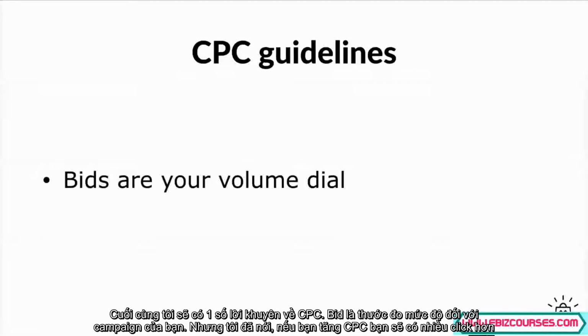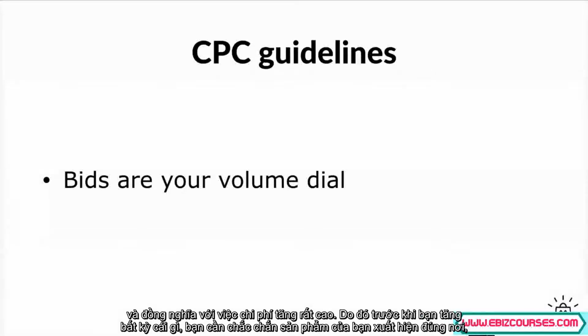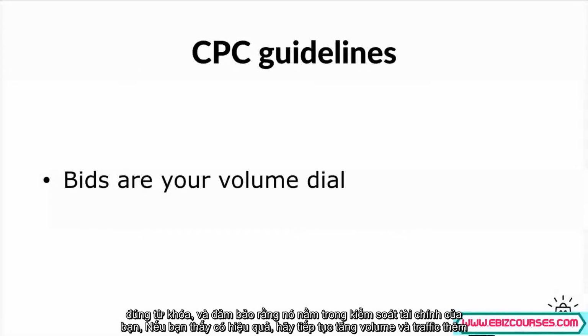Lastly, I want to leave you with some CPC guidelines. So bids are really your volume dial in your campaigns. So as I've shown you, if you increase your CPC, you're really going to get a lot more clicks, and that means a lot more cost. So before you really increase this dial and this volume of traffic, you want to make sure that you're actually showing up for the right products and for the right queries, and that it's also profitable, that you do make sales. And if you see that that's working, you can increase your volume or your traffic.